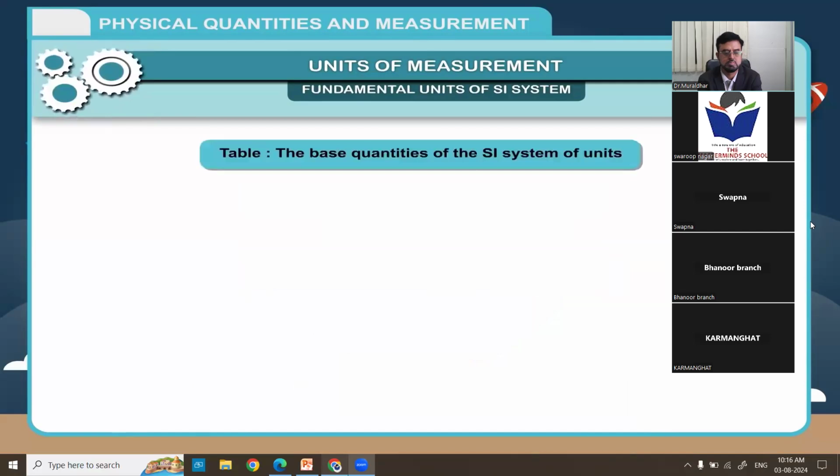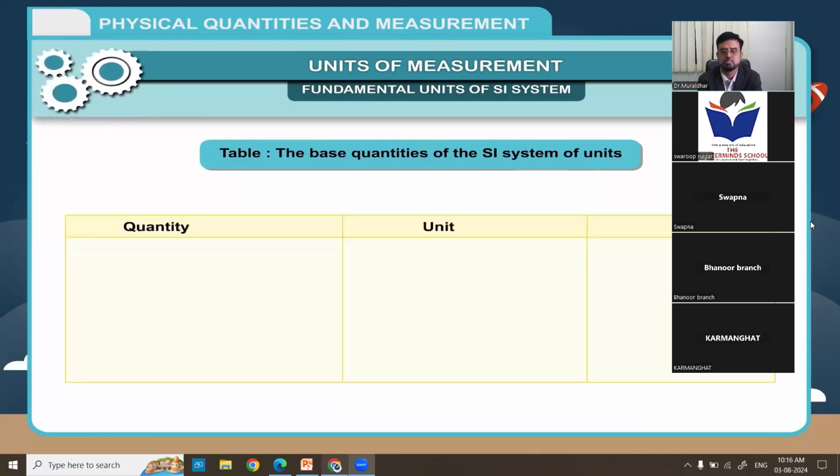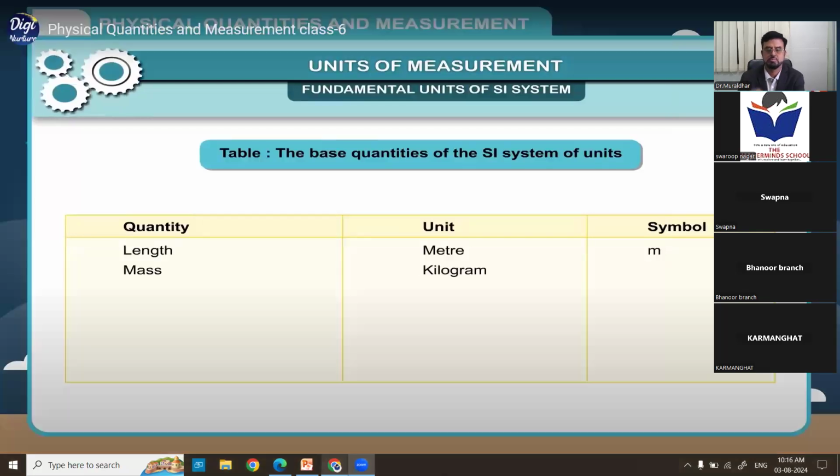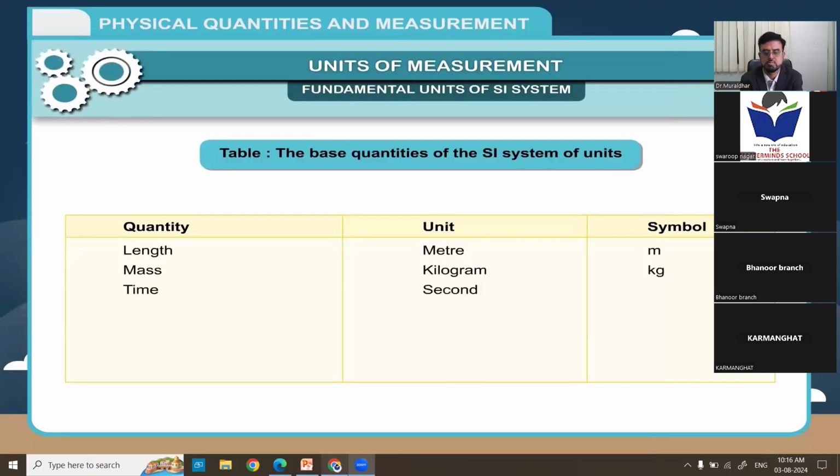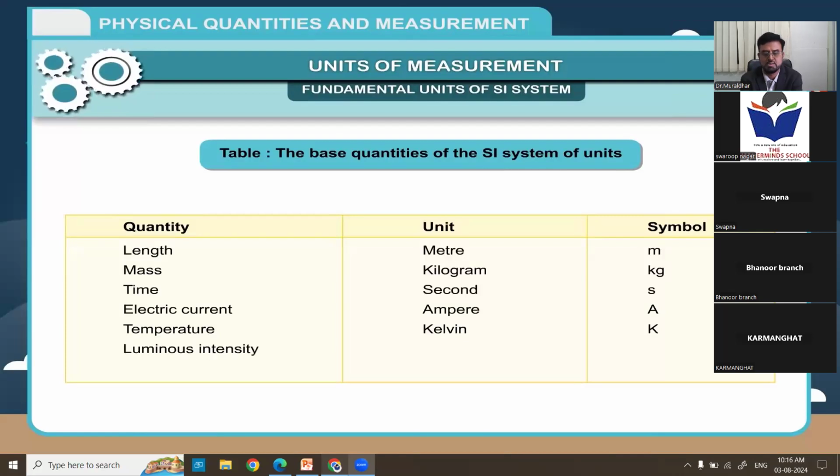Table: the base quantities of the SI system of units. Quantity, unit, symbol. Length, meter, m. Mass, kilogram, kg. Time, second, s. Electric current, ampere, A. Temperature, Kelvin, K. Luminous intensity, candela, cd. Amount of a substance, mole, mol.